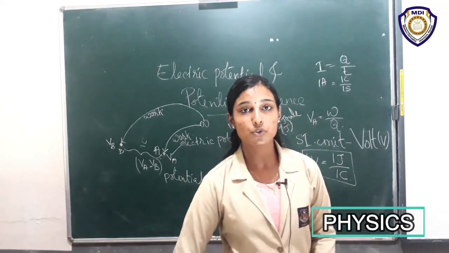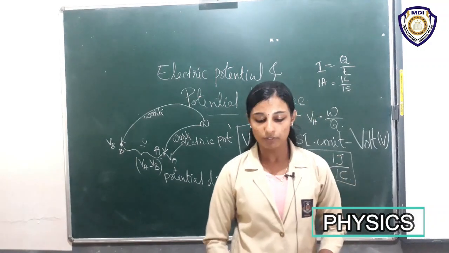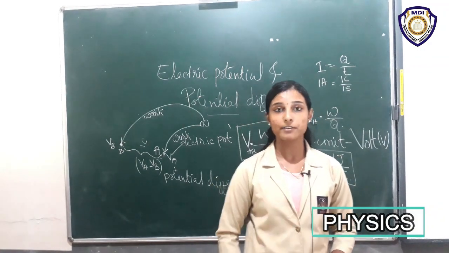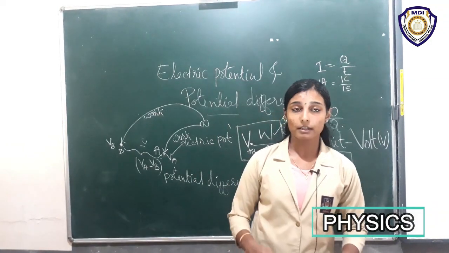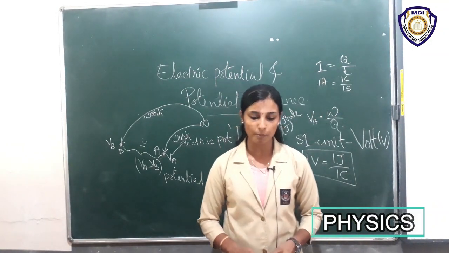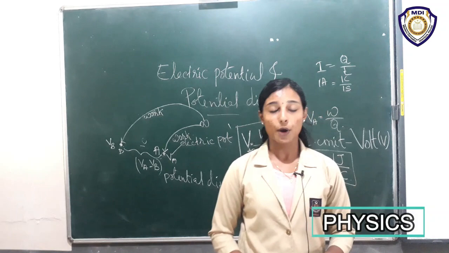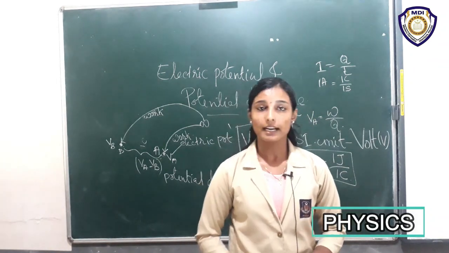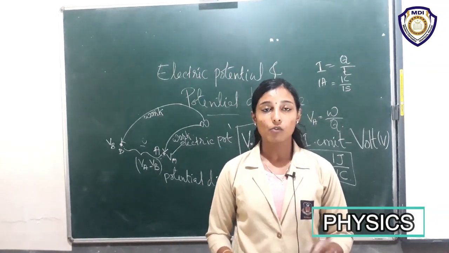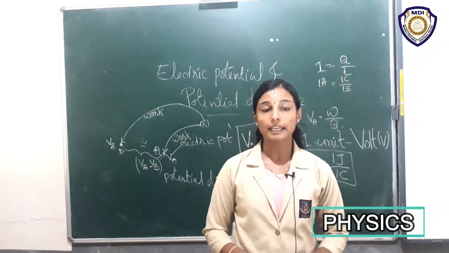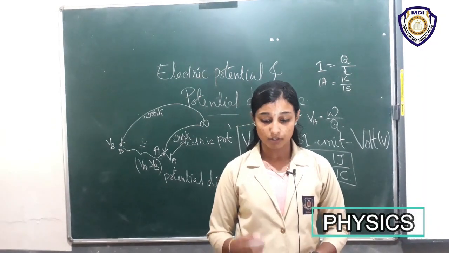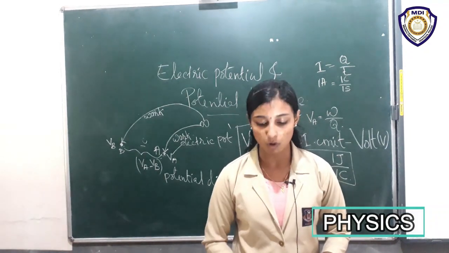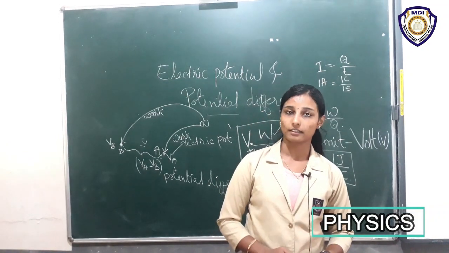Okay, so that also you should underline. What is 1 volt? This is the potential difference between 2 points in a current carrying conductor when 1 joule of work is done to move a charge of 1 coulomb from one point to another.